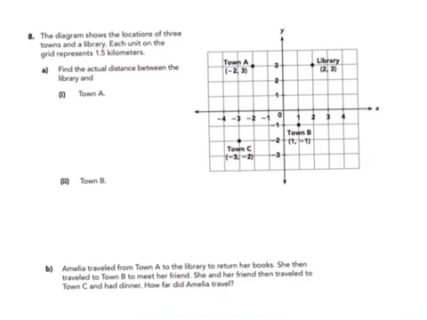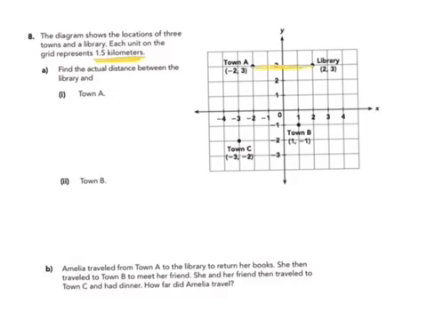For question 8, it says the diagram shows the location of 3 towns and a library. Each unit on the grid represents 1.5 kilometers. That's a key component to this problem. We're going to A, find the actual distance between the library and town A. That's the distance right here between those two.